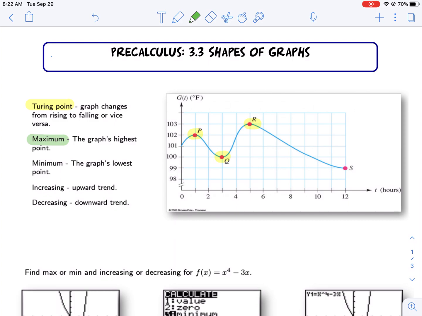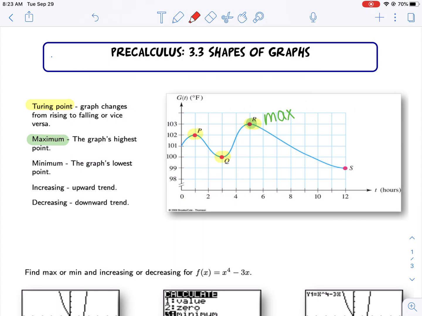So the max, we have to be very careful. It has to be the highest point. So I would go to my y-axis and look at where is it the highest. Well, that would be right here at point R. So I'm going to label this. I'm going to try to keep my colors organized. This is my maximum, my highest point in my graph.